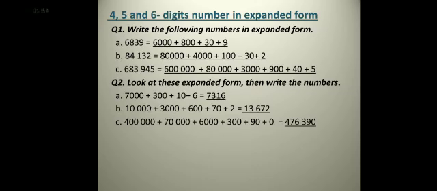C. 683,945. In expanded form, we write it like 600,000 plus 80,000 plus 3,000 plus 900 plus 40 plus 5. Question number 2. Look at these expanded forms, then write the numbers. A. 7,000 plus 300 plus 10 plus 6 is equal to 7,316. B. 10,000 plus 3,000 plus 600 plus 70 plus 2 is equal to 13,672. C. 400,000 plus 70,000 plus 6,000 plus 300 plus 90 plus 0 is equal to 476,390.